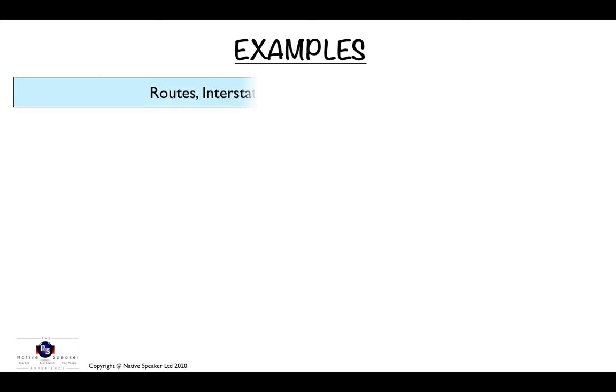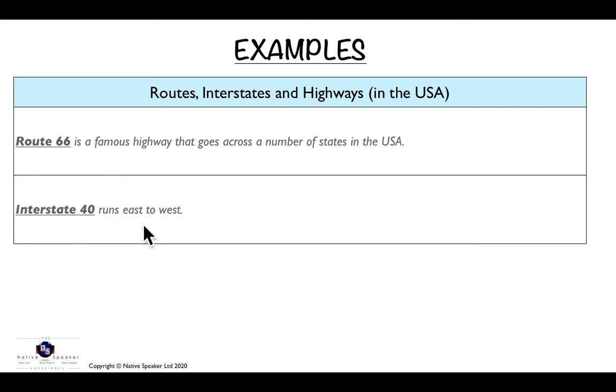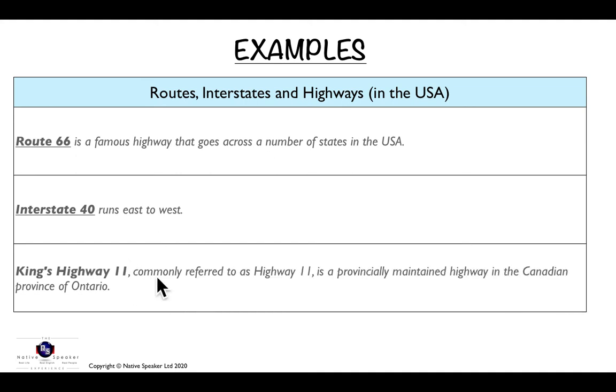Some examples, well, Route 66 is a famous highway that goes across a number of states in the USA. Interstate 40 runs east to west, and King's Highway 11, commonly referred to as Highway 11, is a provincially maintained highway in the Canadian province of Ontario.